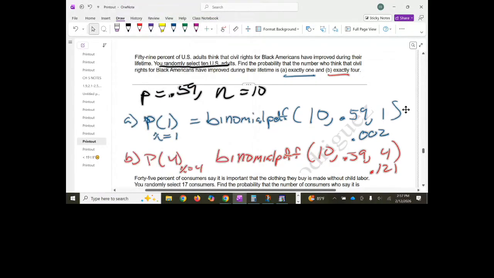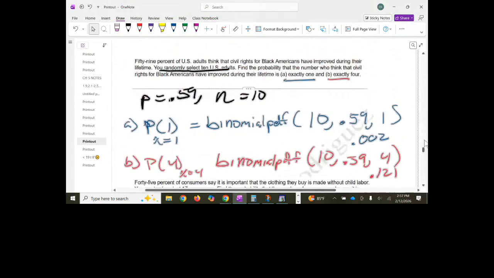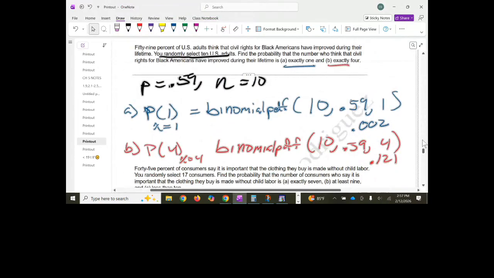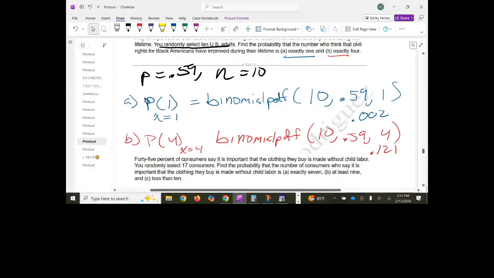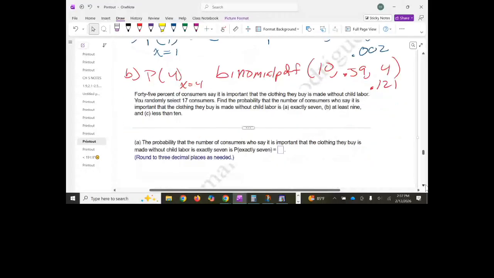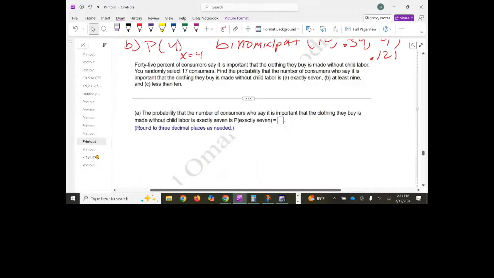All righty. Y'all, let's scroll down. We got a couple more to do, and then we can do something a little different. Let's see what we got here, y'all. It says 45% of consumers say that it's important that the clothing they buy is made without child labor. I think that's probably a good idea.